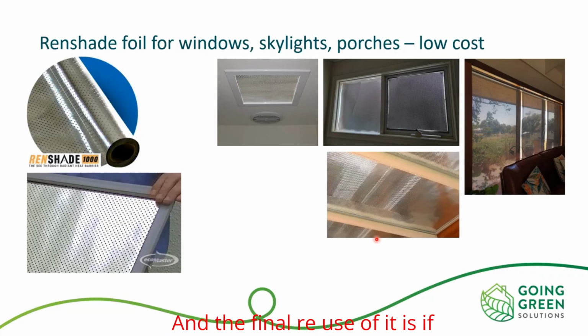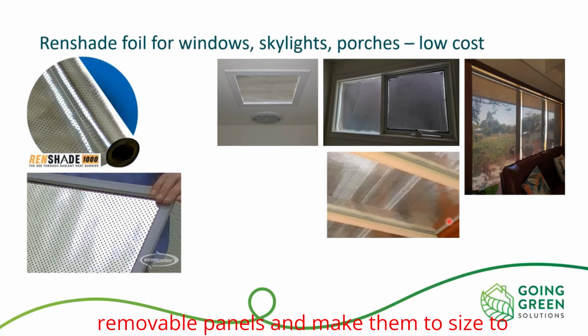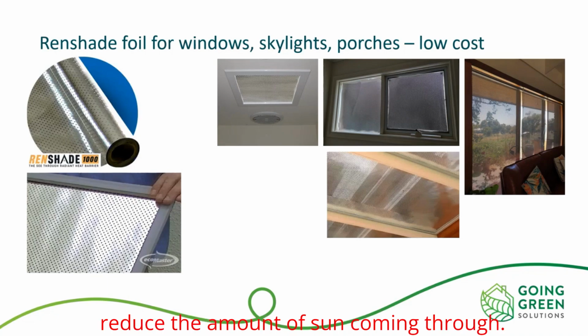And the final use of it is if you have one of those porches with a laser light deck, often in summer you can't go under them because it's like being in an oven, but you can create removable panels in the same way that you create the secondary glazing removable panels and make them to size to fit under your deck to reduce the amount of sun coming through. So it's very versatile and low cost as well.